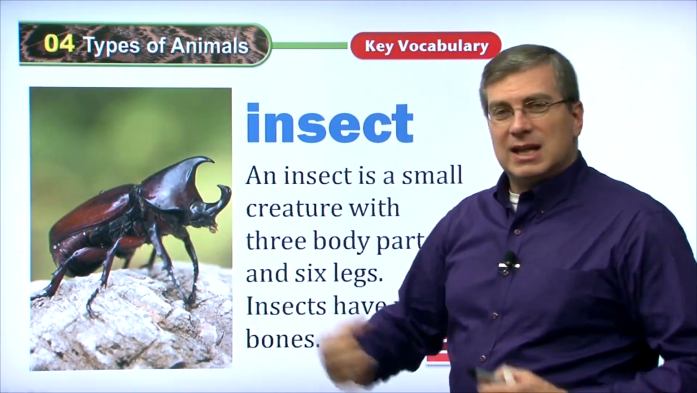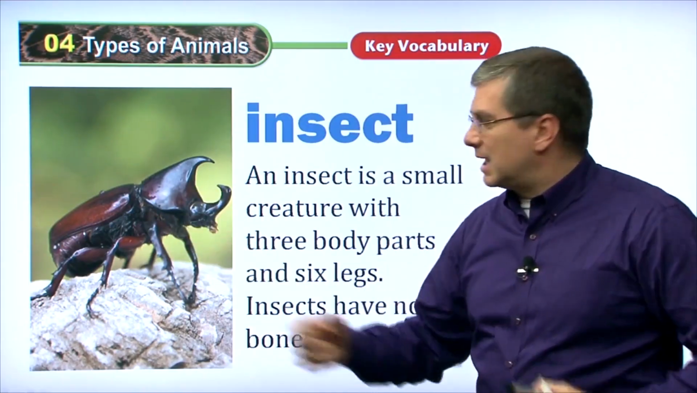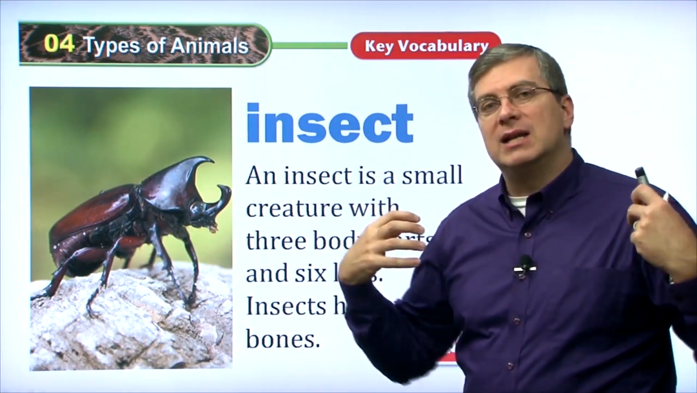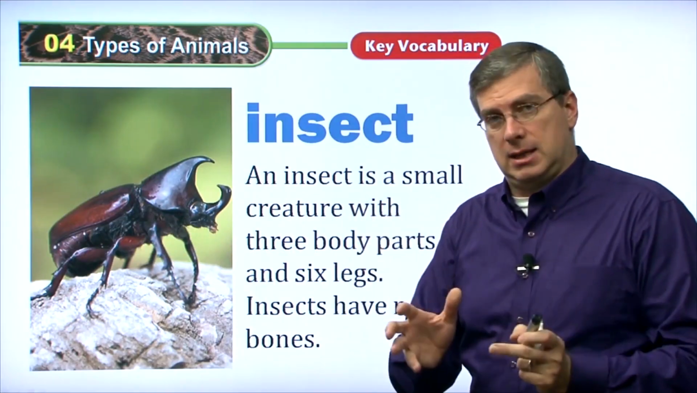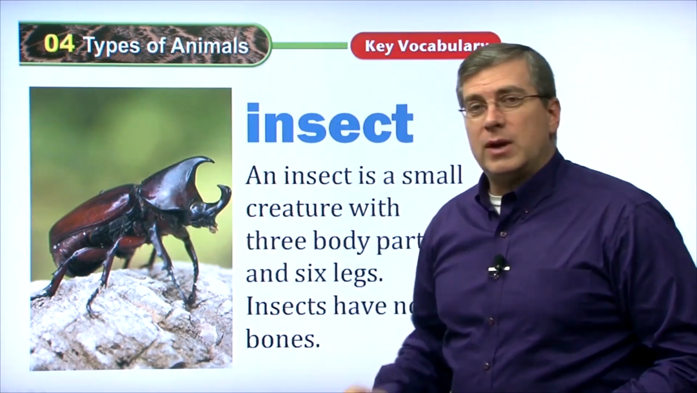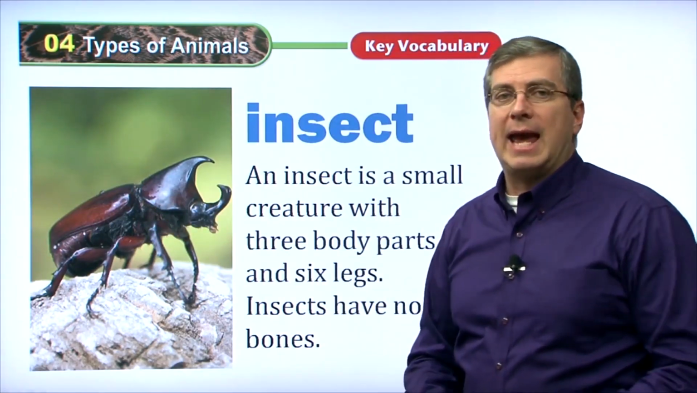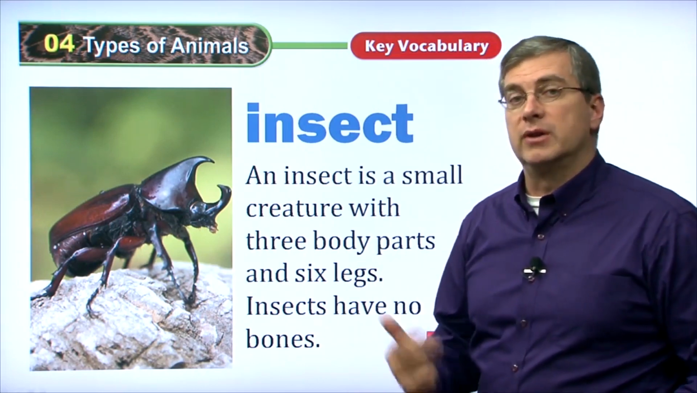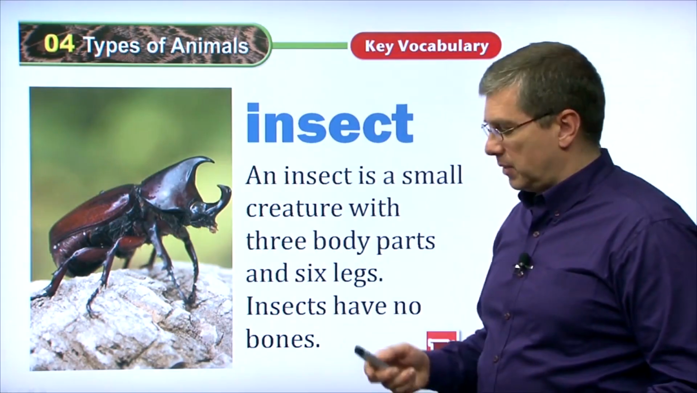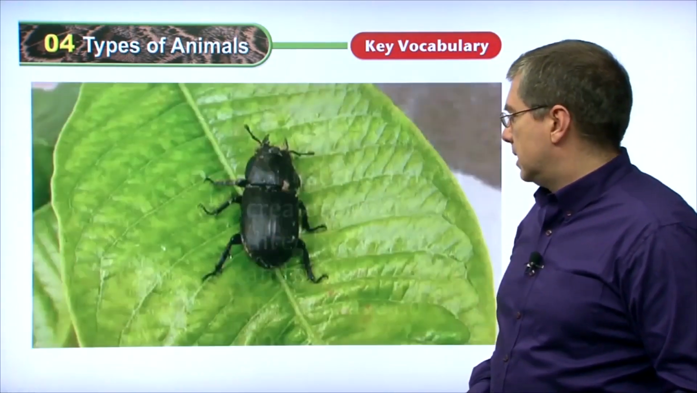The insect gets its strength for its body in its shell. Insect shells, insect bodies, are hard shell-like structures. So insects don't have bones on the inside like mammals or birds or reptiles do, or even amphibians. Okay, so this is an example of a stag beetle. All right, let's take a look.